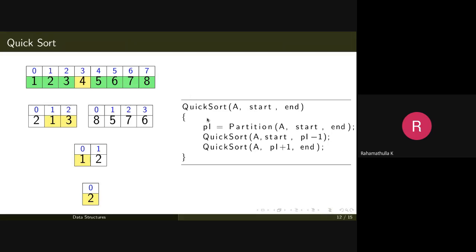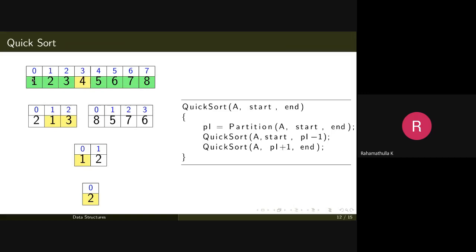Now we apply the partition logic. We'll explain partition logic later. The partition algorithm will return an index which is the correct position of the pivot element selected. So partitioning is nothing but you select the pivot element and partition into two parts. So pi is the position of this pivot element.